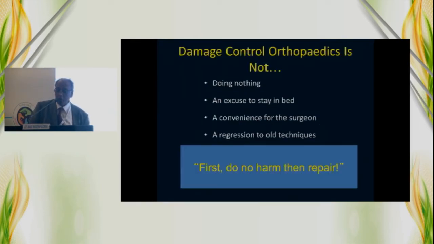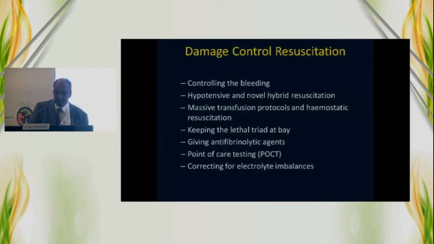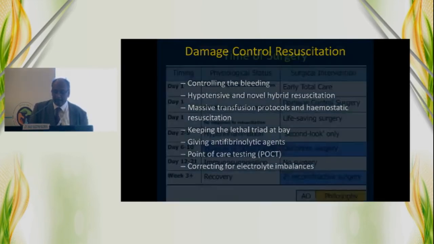So damage control orthopedics is not doing nothing. It's not an excuse to stay in bed or a convenience for the surgeon, but the idea is first not to do any further harm to the patient and then repair. So you have a spectrum of care extending from early total care, or ETC, to damage control, and this involves assessing the patient very carefully. There's also the concept of damage control resuscitation, which is a little different. We talked about it: don't try to get the blood pressure back to absolutely normal. You need to make sure you control bleeding and keep the lethal triad at bay.